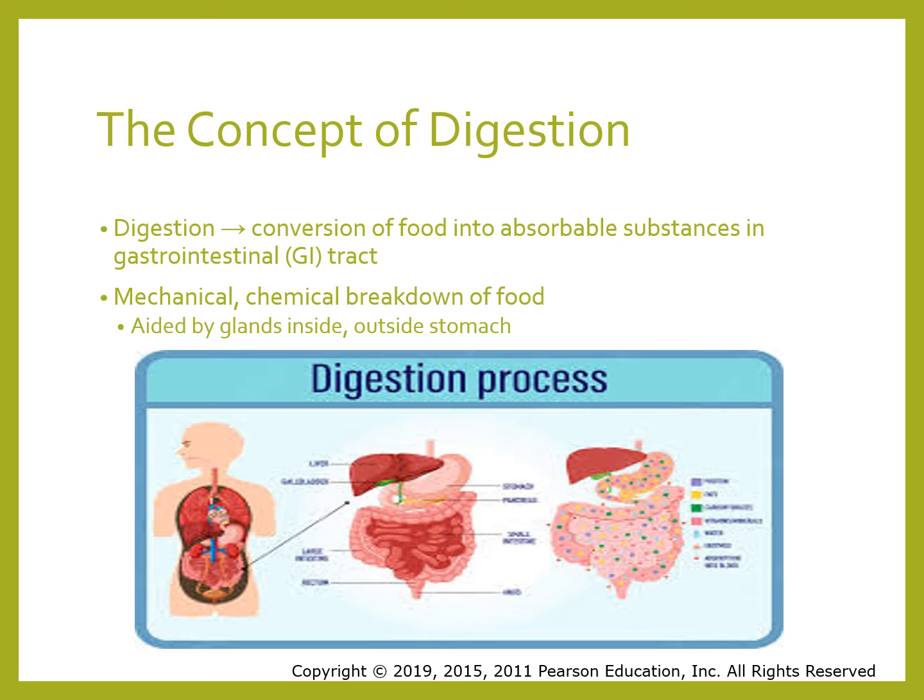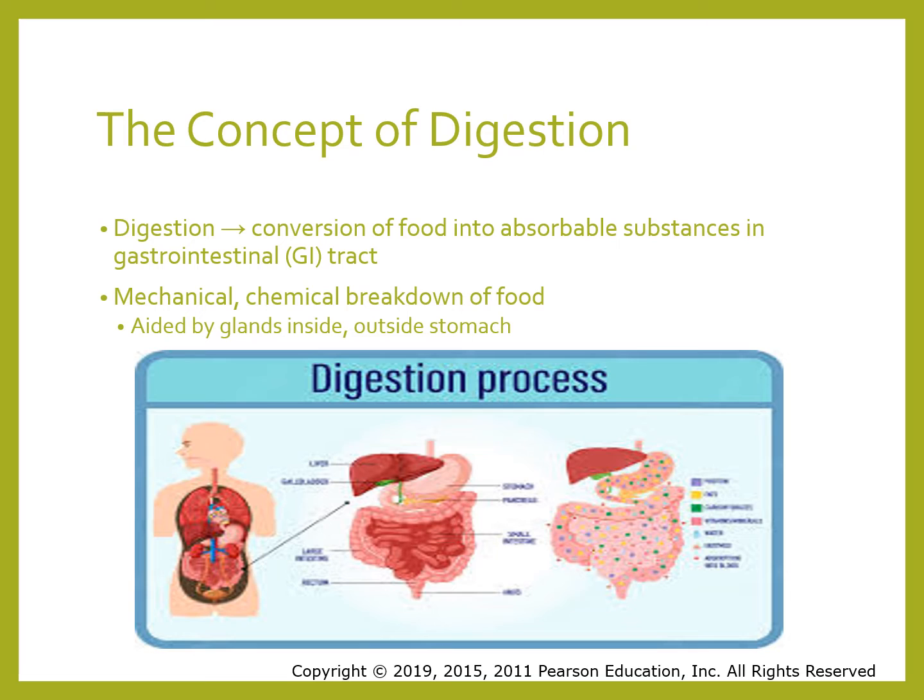The concept of digestion. Digestion is the conversion of food into absorbable substances in the GI tract. It occurs through the mechanical and chemical breakdown of food into smaller molecules. So we put food in our mouth and we chew it up, and these enzymes and things in our saliva help break the food down, with the help of glands located inside and outside the stomach. Digestion is an integrated process that affects the entire body. Everything we eat affects our body.